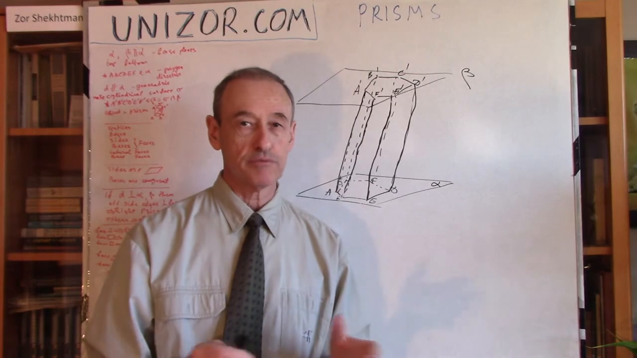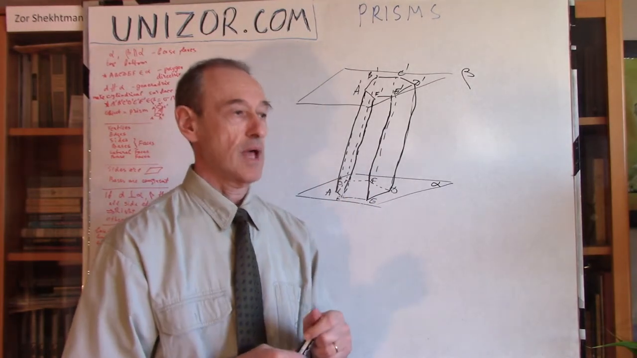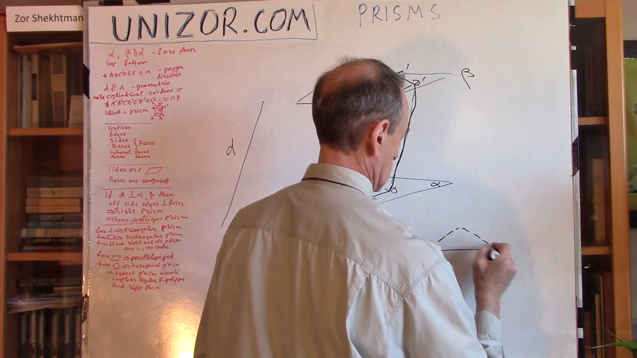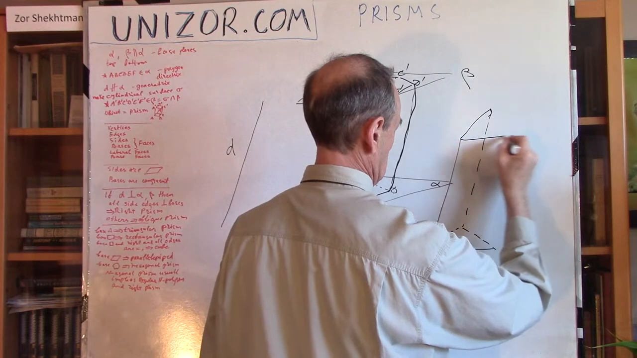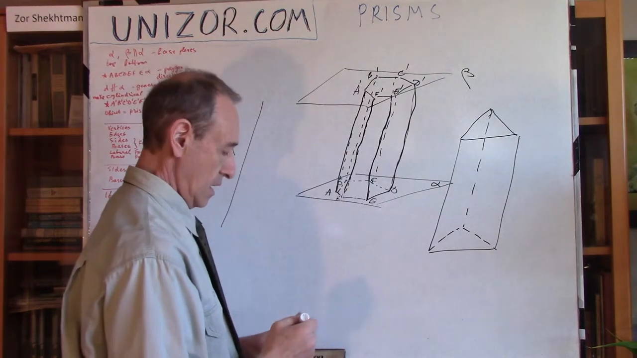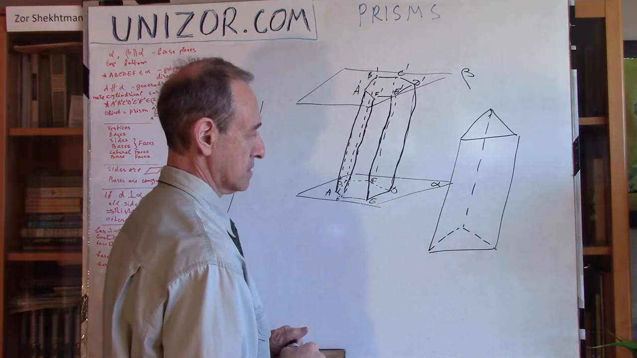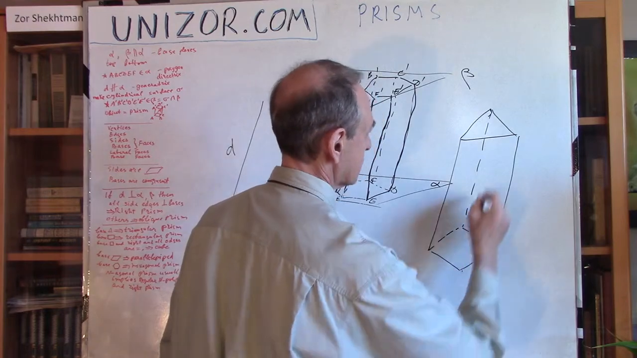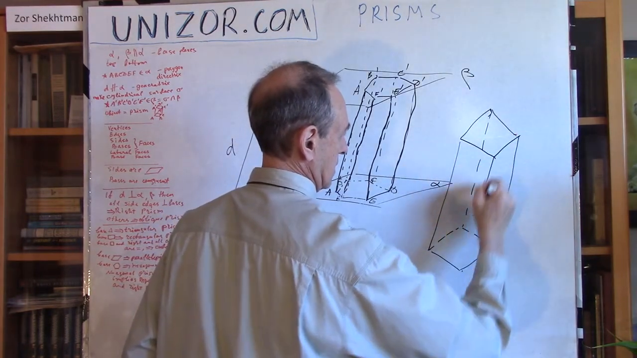Another classification of prisms is based on how many sides the polygon at the base has. If the polygon is a triangle, the prism is called a triangular prism, obviously. If you have a rectangle at the base, the prism would be called, guess what, rectangular. Something like this. That's a rectangular prism.